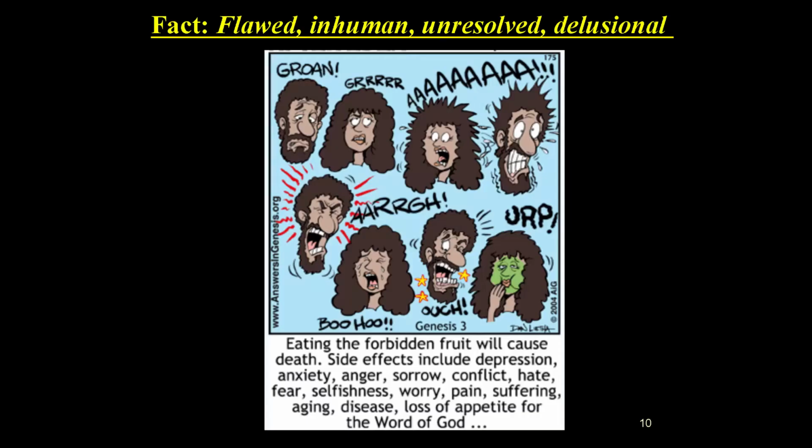And so this idea is of course now seriously challenged. As you know, human beings are, least of all perhaps, the perfectly evolved life on Earth. So what are human beings? In fact, we are flawed, we are unresolved, we are delusional. Anybody who's not living in denial would know that we suffer from all sorts of problems. Some of them are listed here. And again, in a cartoon format, it says here, eating the forbidden fruits will cause death. The side effects include depression, anxiety, anger, sorrow, conflict, hate, and so on, loss of appetite for the word of God. Even that is a disease in itself.